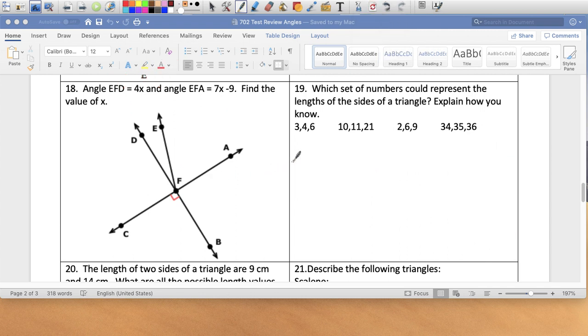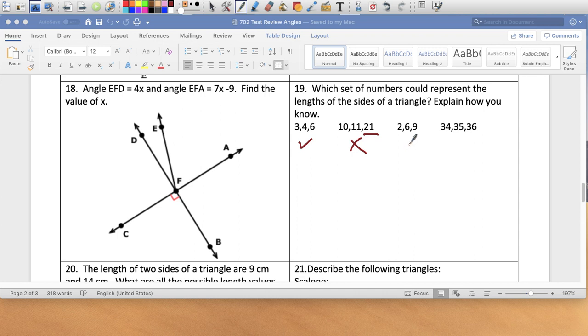Which set of numbers could represent the sizes of the sides of a triangle? Okay, so take the shortcut. Find the two smallest sides. 3 and 4. Is the sum greater than 6? Check. So that's a triangle. The two smallest sides, 10 and 11. If I add them up, it's 21. Is that greater than the third side? No, so this is gone.